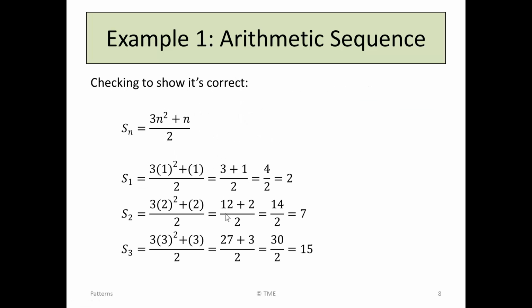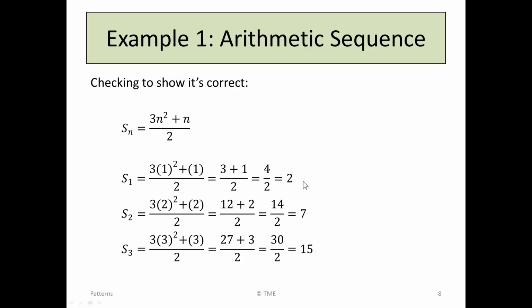Once again, we could check to see if it's correct. Sn is 3n squared plus n over 2, and substitute in the values for the sum of the first term, the sum of the first two, or the sum of the first three. So when n is 1, we would get 3 times 1 squared plus 1 over 2, so 3 plus 1 over 2, or 4 over 2, or total of 2. In the case of the sum of the first two terms, we would say 3 times 2 squared plus 2 over 2, or 12 plus 2 over 2, 14 over 2, or 7. And taking the sum of the first three terms, we would get 3 times 3 squared plus 3 over 2, or 27 plus 3 over 2, 30 over 2, or 15.